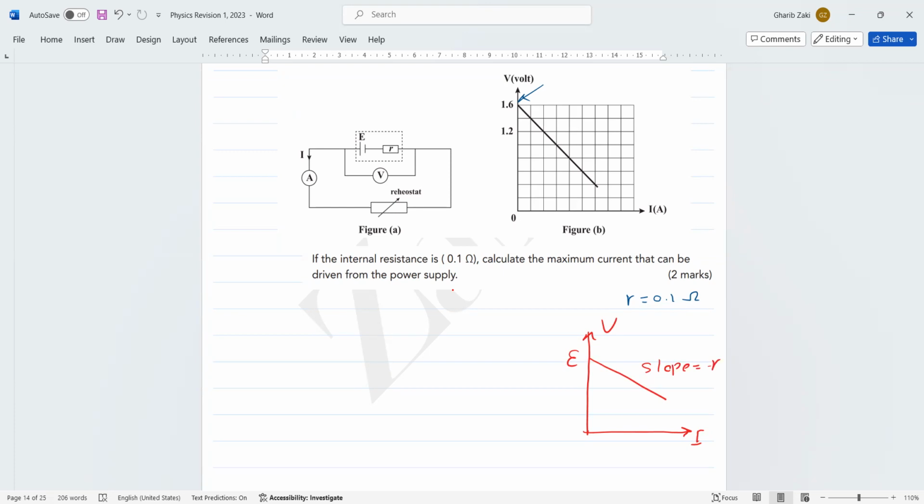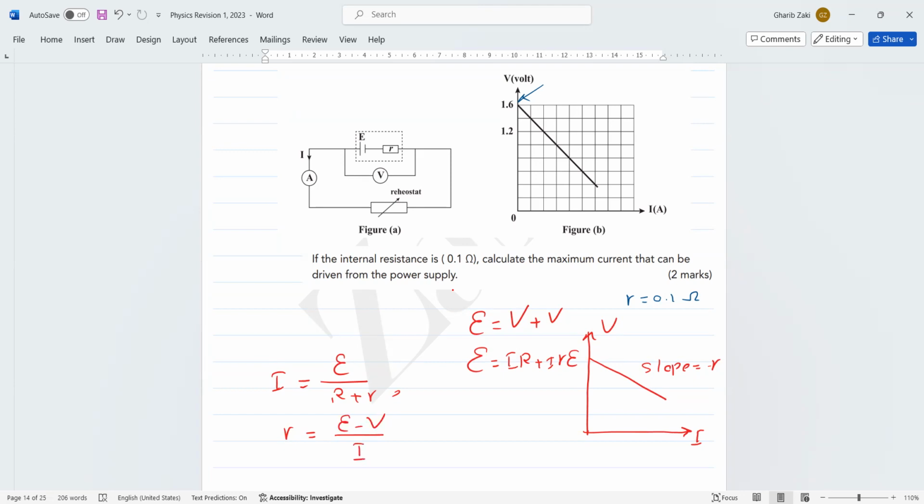E equals V plus v, or E equals IR plus Ir small. Now, note that I equals E over R capital plus R small. And R small equals E minus V over I.